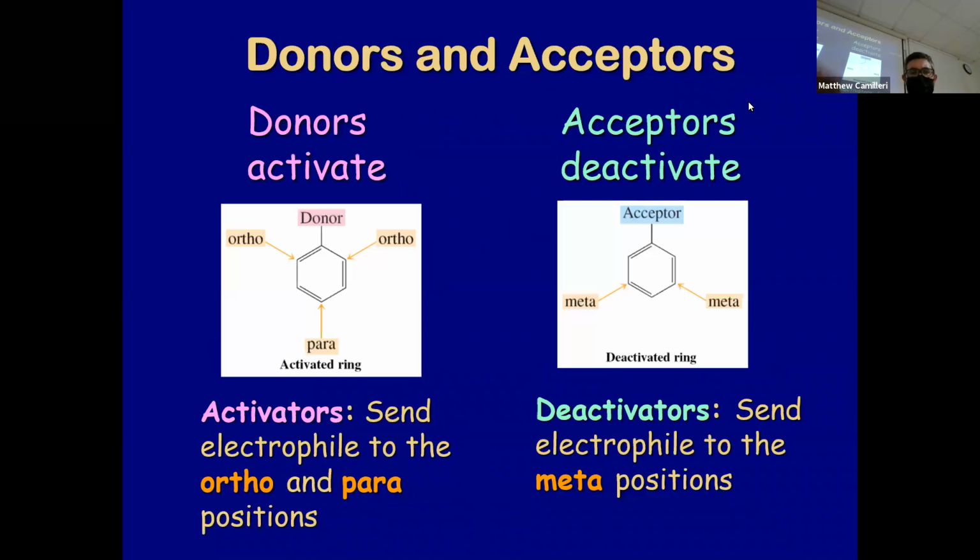But for another time: donors and acceptors. Something that donates electrons will actually activate the ring. If you put more electrons in the electron cloud, it is going to react more with the electrophile. So donors are activating. Apart from this, they also end up pushing to the ortho and para positions. Remember, you only have 3 positions, ortho, meta, para, because it's symmetrical.